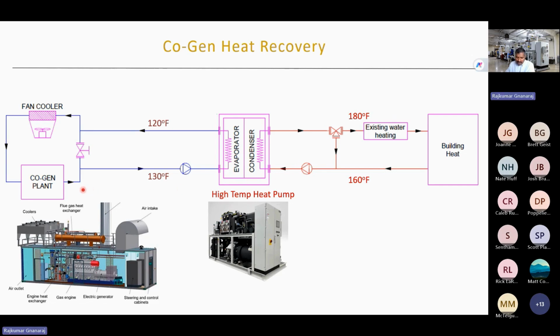In a facility where they have a packaged CHP unit to generate their own power, if there's a dry cooler which throws the waste heat, typically a glycol loop or water loop runs between the packaged CHP unit and the fan cooler. We can divert the water or glycol at 130 degrees Fahrenheit to the heat pump evaporator. It will cool down to 120 and we'll put it back in the same loop. In case the heat pump is not working, your fan cooler will still cool it down.